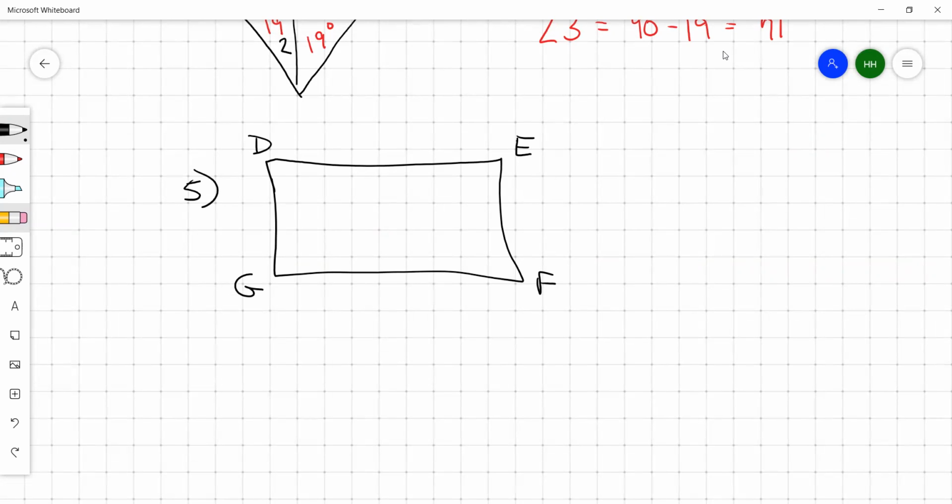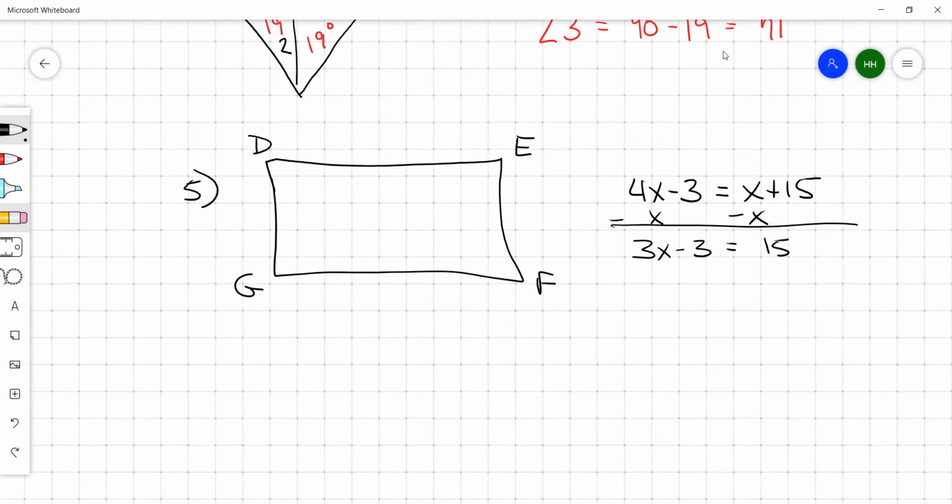All right, D to F. Okay, D to F is the diagonal, E to G is the diagonal. They're congruent. So 4X minus 3 is equal to X plus 15. So subtract X from each side. 3X minus 3 equals 15. Add 3. 3X equals 18. Divide by 3.